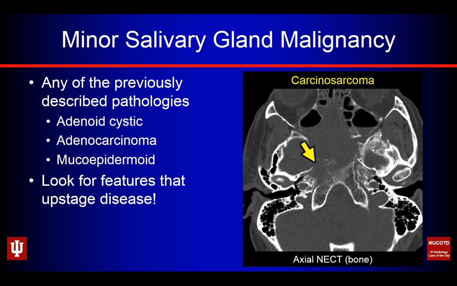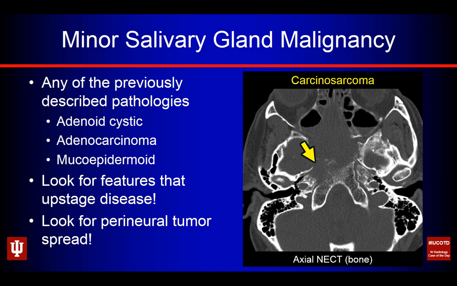So here's that same carcinosarcoma patient. This time, we look at the bone window on the CT. We can see it's invading the clivus and skull base. T4 tumor. Also be on the lookout for perineural tumor spread. You can certainly get it with minor salivary gland tumors as well.